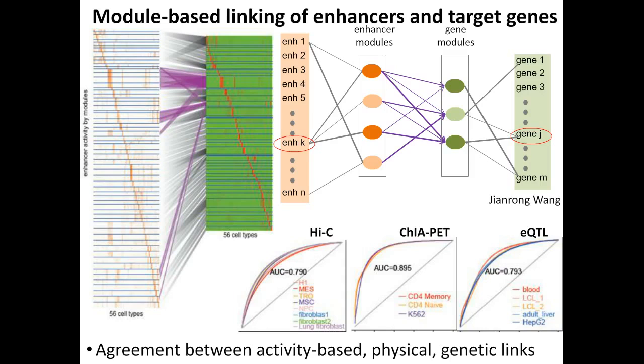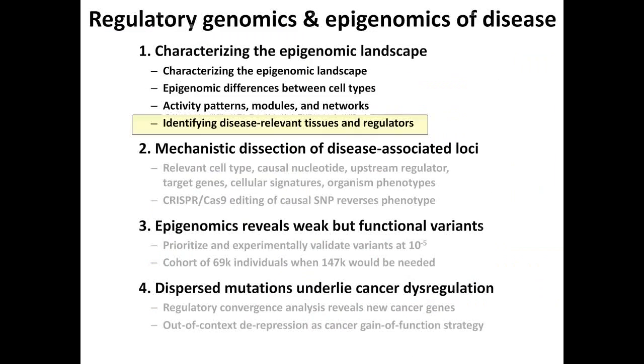actually being linked. We validated these links based on physical connections from chromatin conformation capture across the whole genome, known as Hi-C, as well as protein-centered interactions using ChIA-PET, and also genetic links predicted from expression quantitative trait loci. And in each case, we found that the activity-based links are very good predictors of each of these physical interactions or genetic interactions, giving credence to our method. Even though they observe very different types of evidence, they seem to actually predict the same set of links.